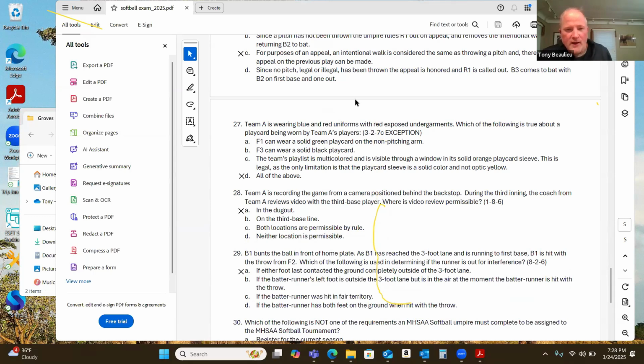Team A is wearing blue and red uniforms with red exposed undergarments. Which of the following is true about play cards?